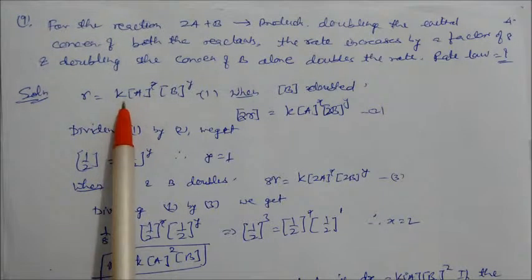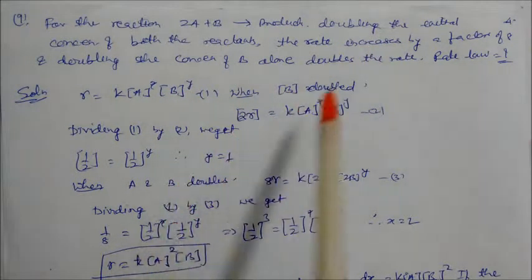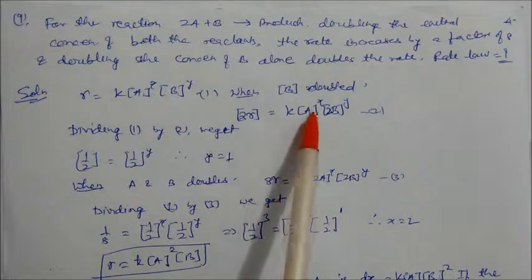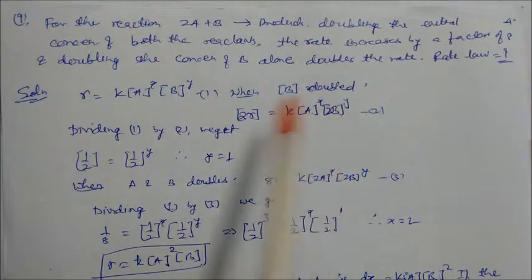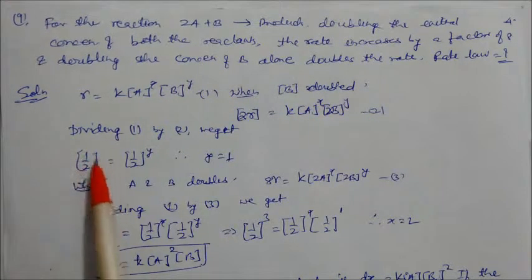So dividing this whole by this one, you will get half of y because A will be cancelled. So y equal to 1. Now when A and B are doubled, what happens when this is doubled? So again on doubling, R will be equal to 8R, and this is doubling.